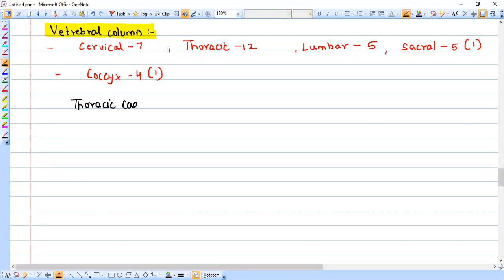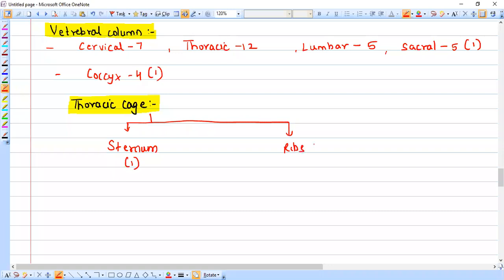When I say thoracic cage, it can also be called your rib cage. Your rib cage is the most important part because it gives protection to your heart and your lungs. So in the case of the thoracic cage or rib cage, there are two major bones. The very first that I will put is the sternum. Sternum is in the center. Sternum is always 1. And we have ribs. In total there are 24 ribs, 12 on each side.